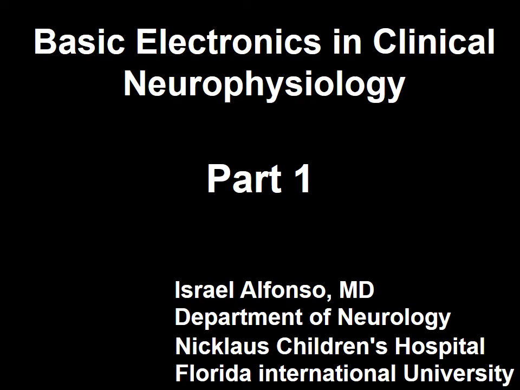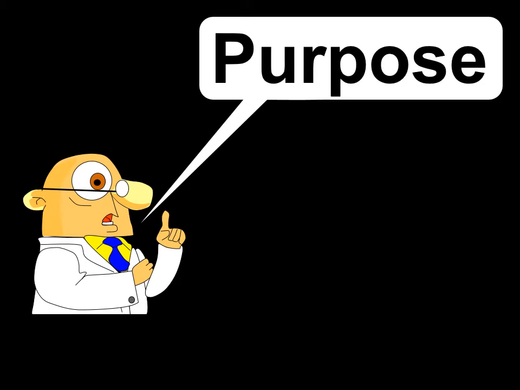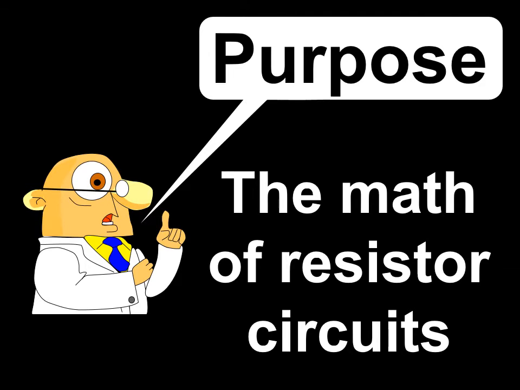This is the first talk about basic electronics. The purpose of this talk is to explain the math and principles required for calculating voltage, current, resistance, and watts in single resistor circuits using direct current, and to serve as an introduction to electrical circuits in general.